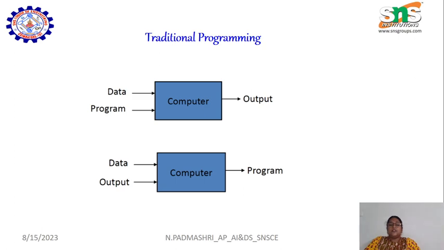The diagram I am showing is traditional programming. When we give data and a program to the computer, it will run, compile, or process the program, and it gives you the output. The next one is modern programming, where we give the data and output to the computer, and the computer gives you the program as an output. So this is the difference between traditional programming and what we are going to use now.